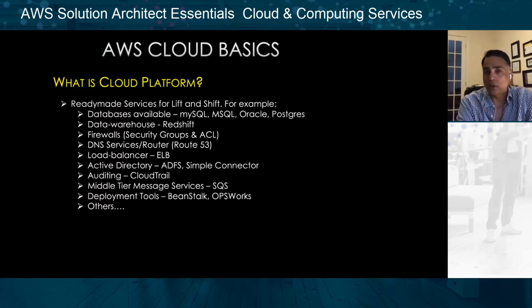Firewalls, you know, security groups and ACLs. Those are the areas where you set who can access your EC2 instance, your virtual machines, who should be denied, what ports are open. So that is all done within the security groups and ACL. DNS service and then the routers. So you can have load balancing done at the router level as well, or maybe you can have an ELB, which is the next thing that is listed here.